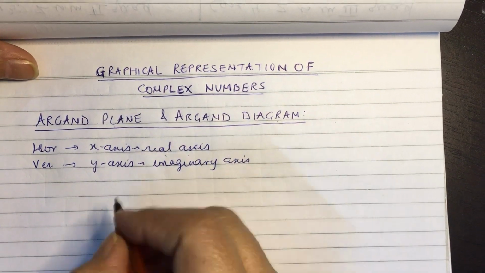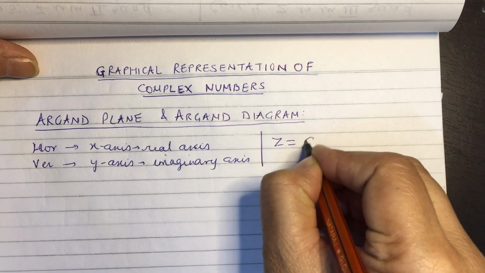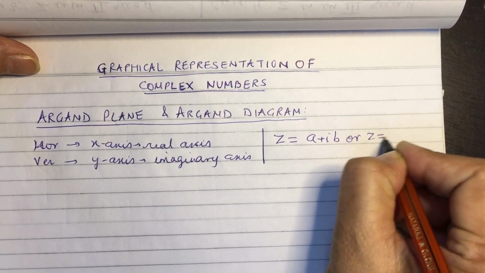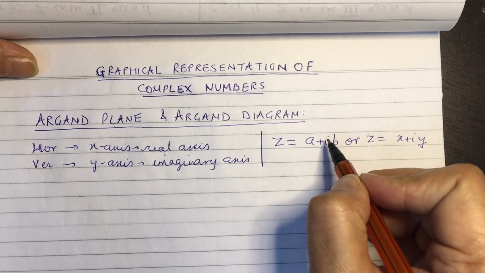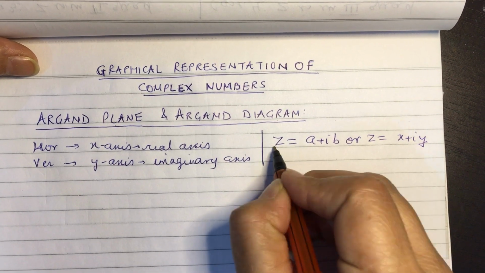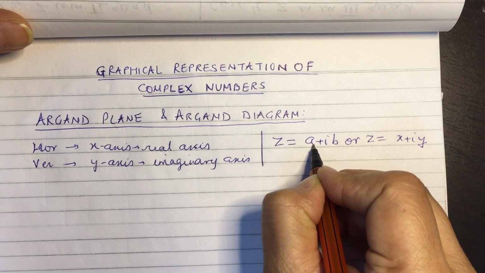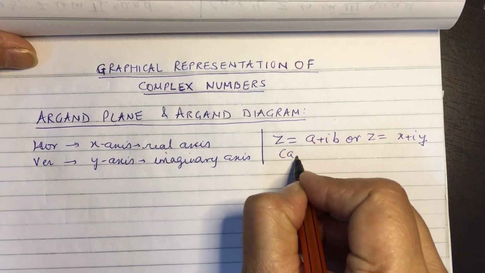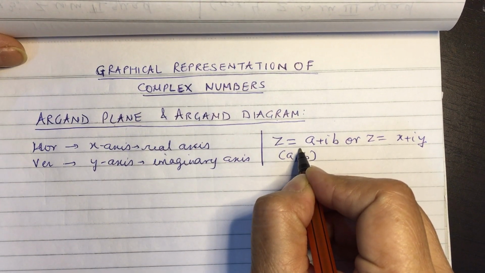Now accordingly, given any complex number, let's say z equal to a plus ib or z equal to x plus iy, we can associate an ordered pair with this. So if we are writing z equal to a plus ib, the real part is a and the imaginary part is b, and we associate an ordered pair a comma b with this complex number.